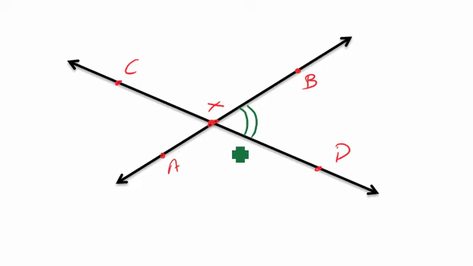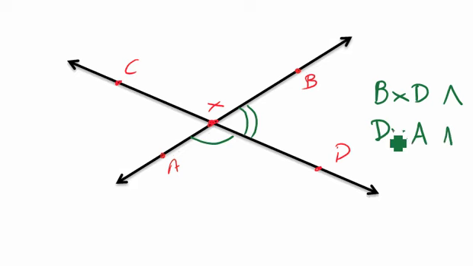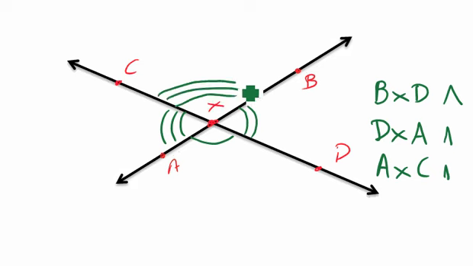So I have angle BXD, or we have angle DXA, or angle AXC, and finally this angle here, CXD.